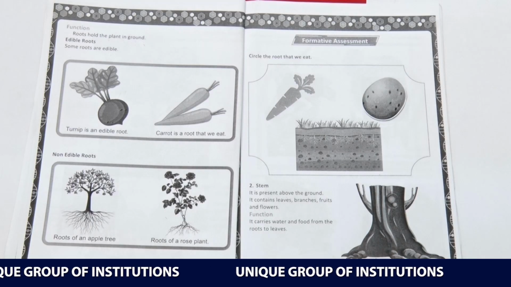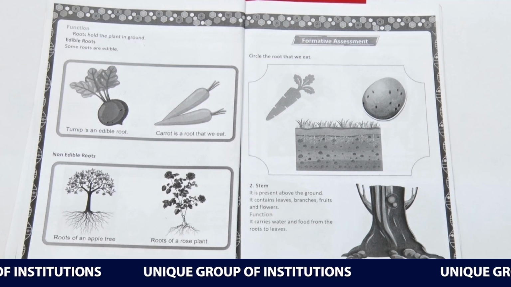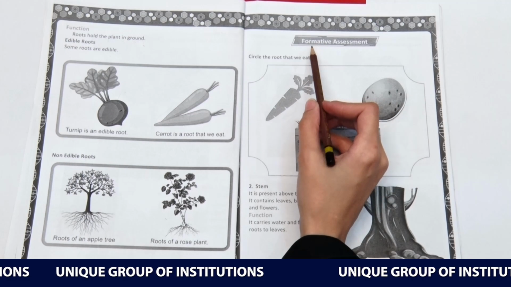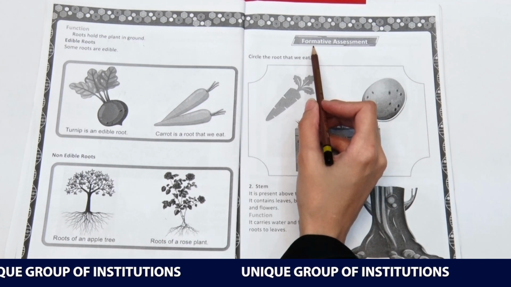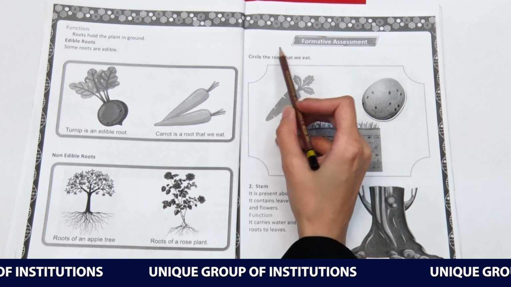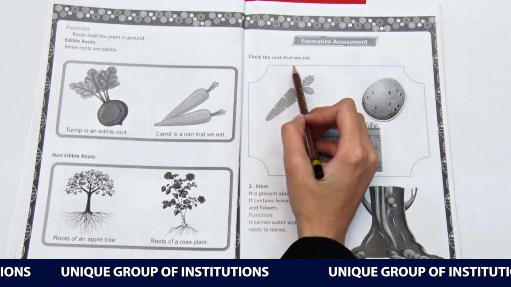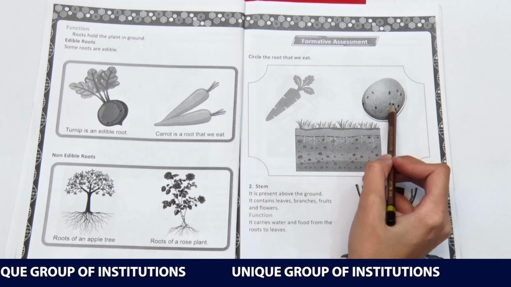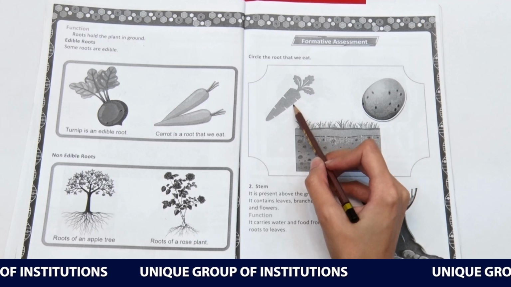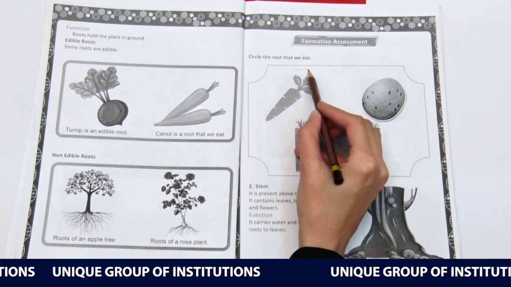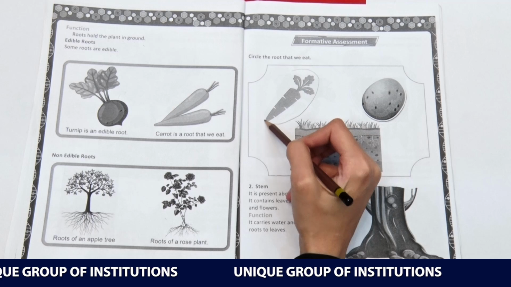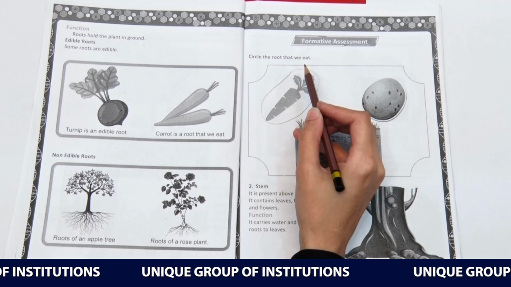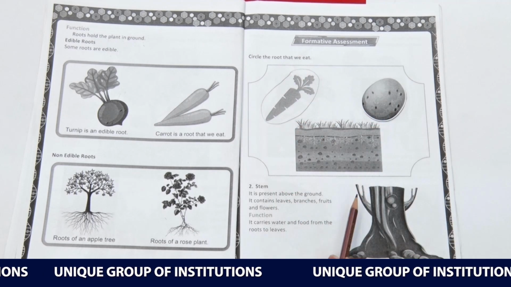Okay, so we will be continuing with page 14. Firstly, we will have the formative assessment. Circle the root that we eat. Here we have potato and we have carrot. So the carrot is the right one that we have to circle.